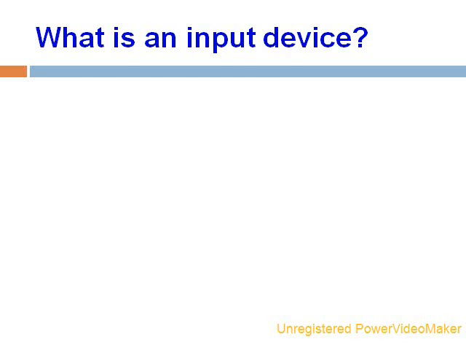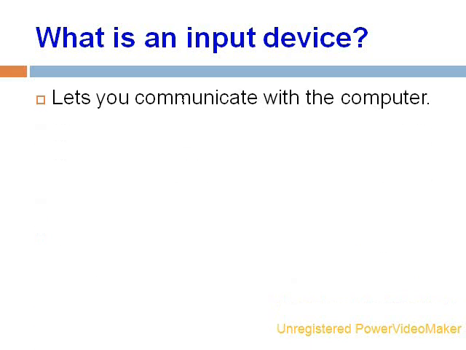Let's start with the first one. What is an input device? An input device is a device that lets you communicate with the computer. You agree that as you use a computer, you must be able to communicate with the computer. So, it is an input device that allows you to communicate with the computer. To be more specific, an input device is a device that we use to enter data into the computer.